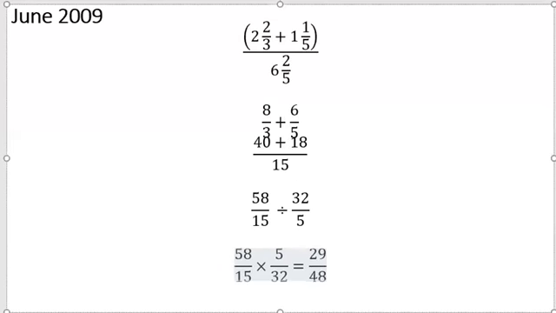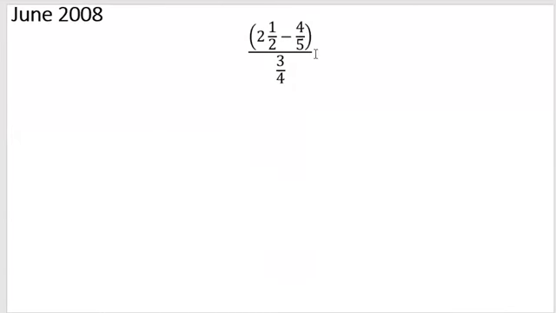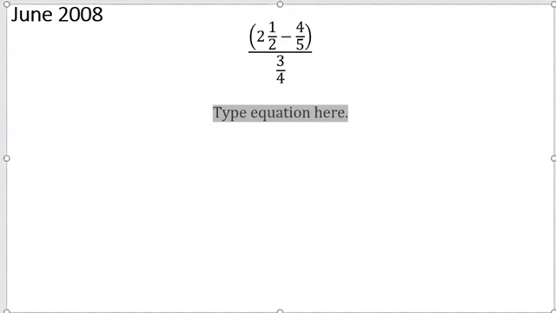So our answer for June 2009 is 29 over 48. And now we move to June 2008. So once again, following our step, working our numerator fractions, we change our mixed fractions to improper. So it's 2 2s 4 plus 1, 5 over 2 minus 4 over 5, and we find our LCM.